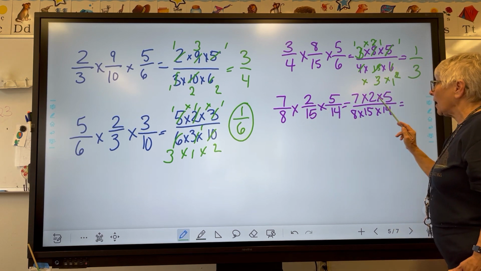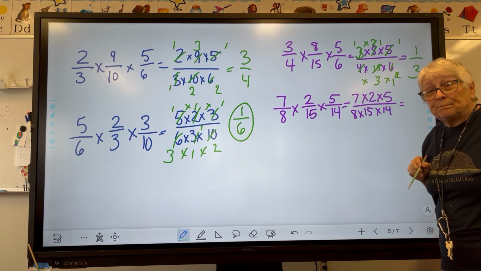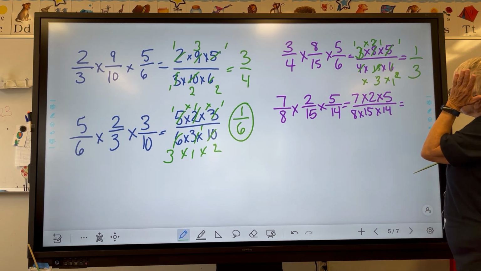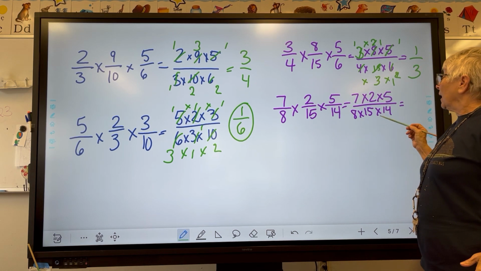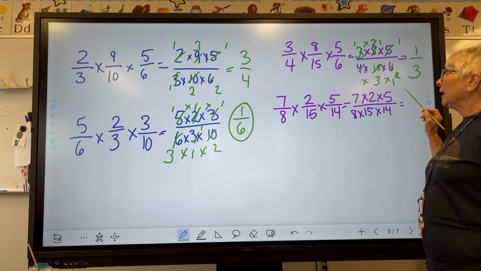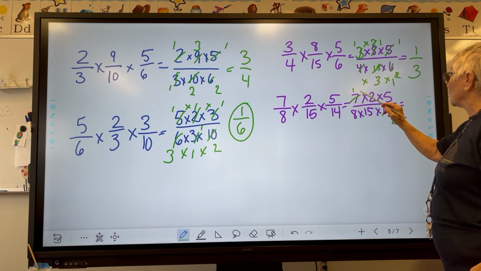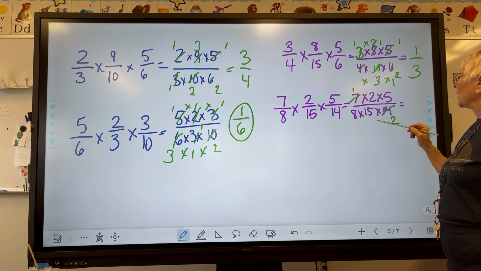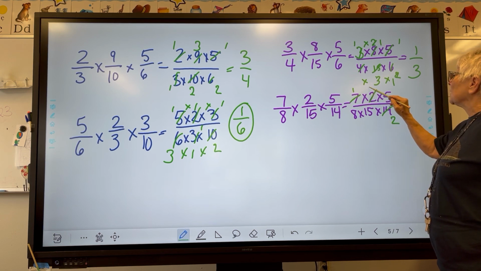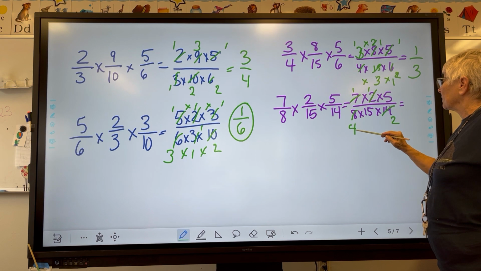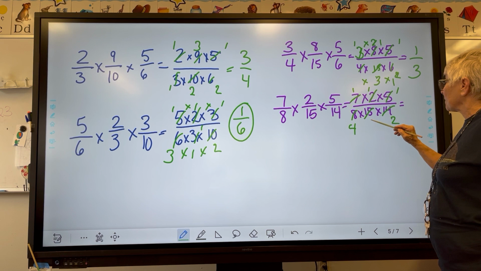7 times 2 times 5, over 8 times 15 times 14. Well, does 7 go into 8? No, it doesn't. Does it go into 15? Not evenly. Does it go into 14? It does, so I can cancel all the way over here. And 7 goes in there once and twice. Does 2 go into 8? It certainly does. Does 5 go into 15? Yes, it does.